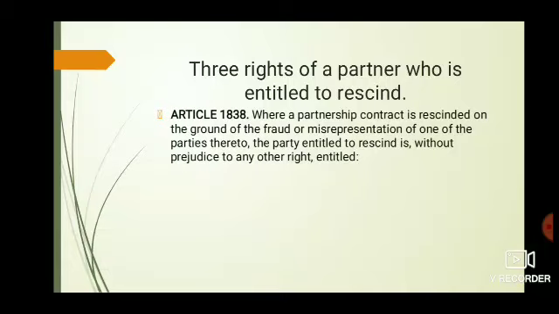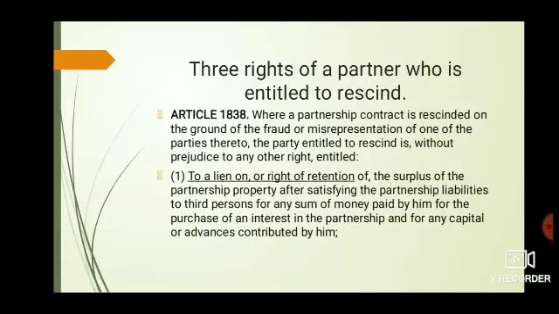So, this article means that if a contract is annulled, the injured partner is entitled to restitution. First paragraph, a lien on the right of retention of the surplus of the partnership property after satisfying the partnership liabilities to third persons for any sum of money paid by him for the purchase of an interest in the partnership and for any capital or advances contributed by him. So, meaning, he or she may use any contribution in order to pay partnership liability.